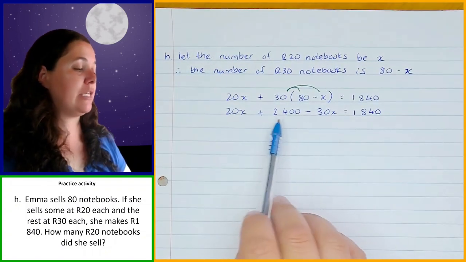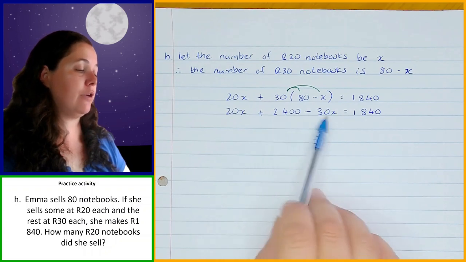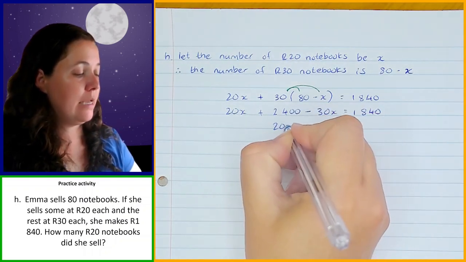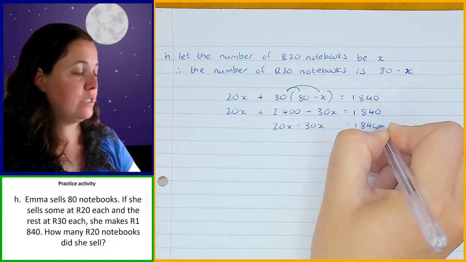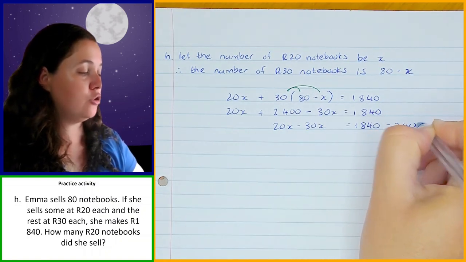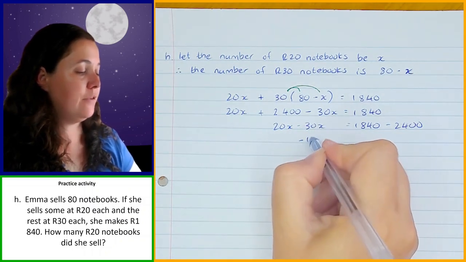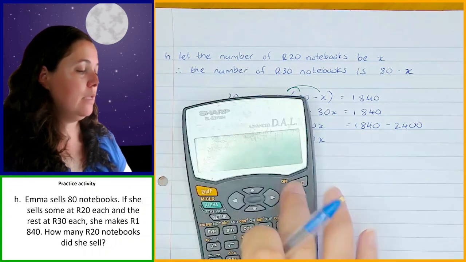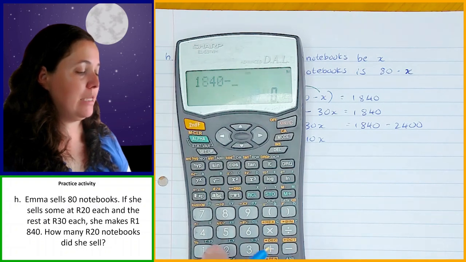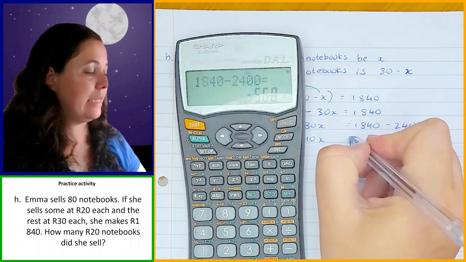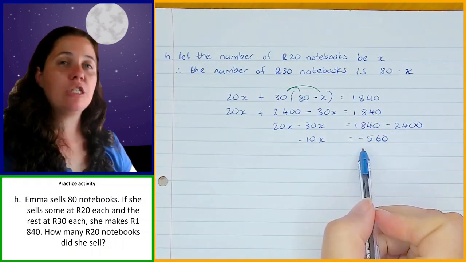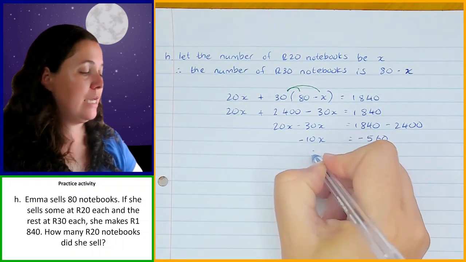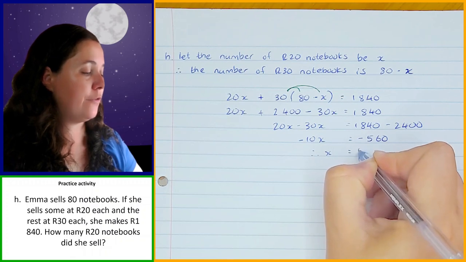Once you've got that, you can then go and finish simplifying. So now I'm going to get the 2,400 over to the other side. So I have 20x minus 30x equals 1,840 minus 2,400. This gives me negative 10x, and 1,840 minus 2,400 is negative 560. Now I can just divide by negative 10 on both sides, so therefore x is equal to 56.